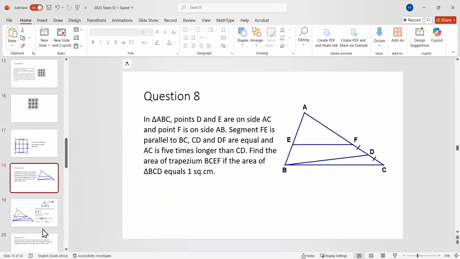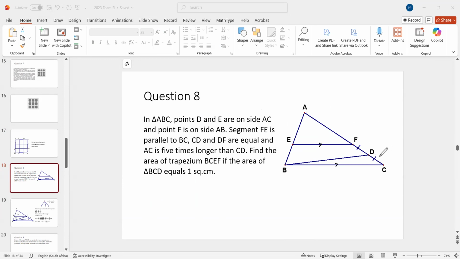Which is question 8. Question 8 gives you a simple triangle, and EF is parallel to BC. It's given that these lines are parallel. There it is. And CD and EF are equal, as you can see. But AC is 5 times longer than CD.